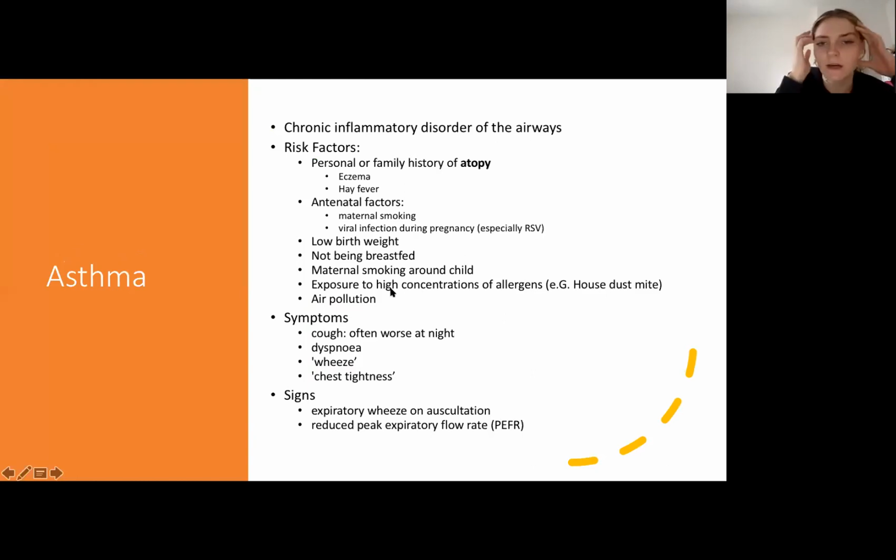Okay, so asthma, obviously a very important disease. You need to be quite familiar with this for your exams. It comes up every year. It will always be there.